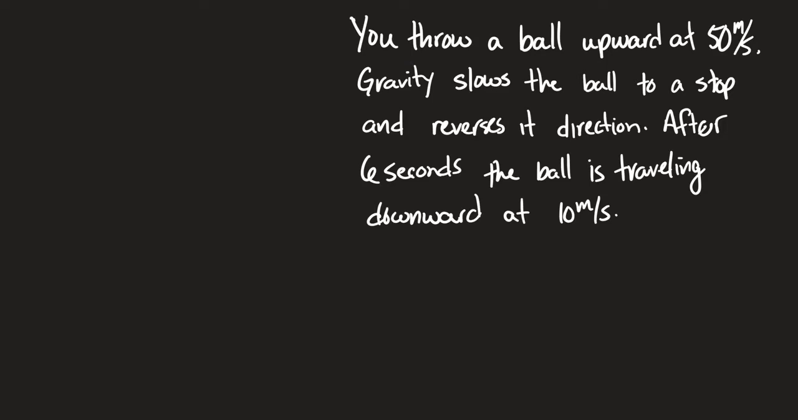So here's the situation. You throw a ball upward at 50 meters per second. Gravity slows the ball to a stop and reverses its direction. After 6 seconds, the ball is traveling downward at 10 meters per second. That's the situation. I've not said anything about what the ball is doing aside from that, or what I'm asking you to figure out. But that's the situation.